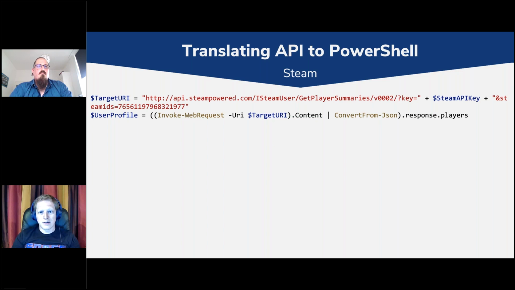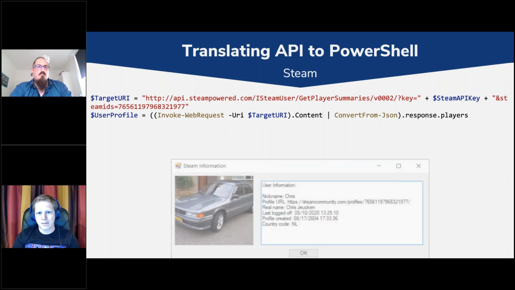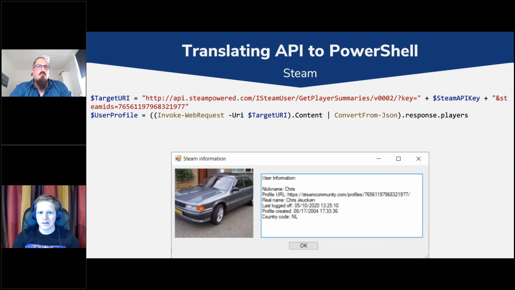But it's just one example. So I have the simple PowerShell command, but I took it a bit further and created a small pop-up so you can see my information: my name is Chris, my real name, when I last logged off, and when my profile was created. So this is one example of stuff you can do with an API. But of course, the code for this screen is a bit longer.